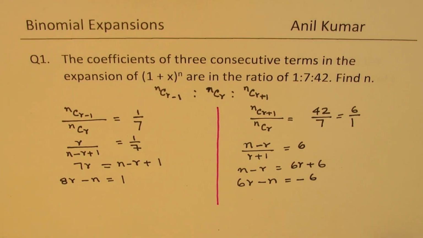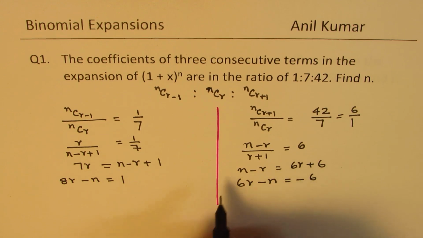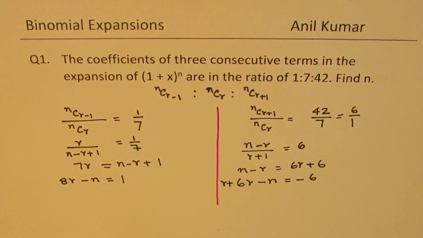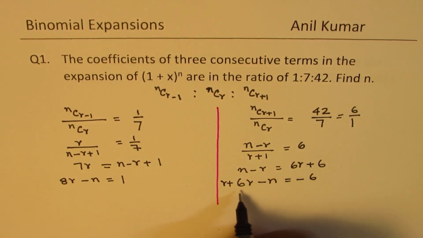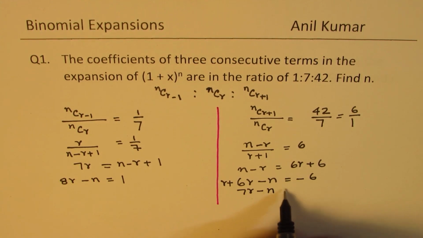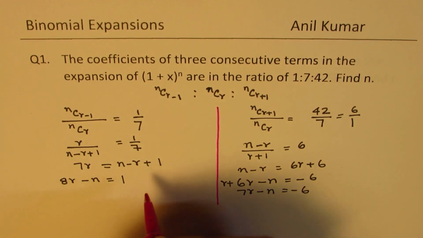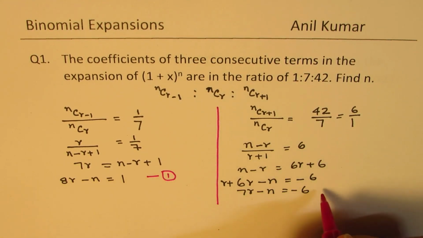Okay. So 6 plus r plus 1, that becomes 7, right? So we get here 7r minus n equals minus 6. So these are the two equations. Let's number them as equation 1 and equation 2.